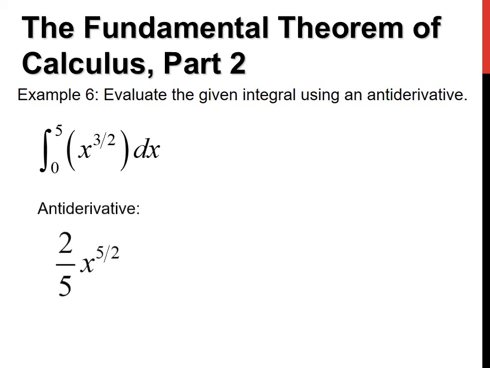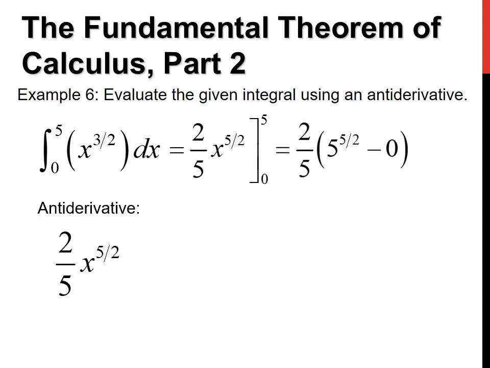The integral of x to the power of 3 over 2 is 2 over 5 times x to the power of 5 over 2. This can be obtained as x to the power of 3 over 2 plus 1 divided by 3 over 2 plus 1. And the antiderivative is 2 over 5 times x to the power of 5 over 2. But this should be evaluated from 0 to 5. Plug in 5 first, and then plug in 0, and find the difference. And the ultimate outcome is 22.361.